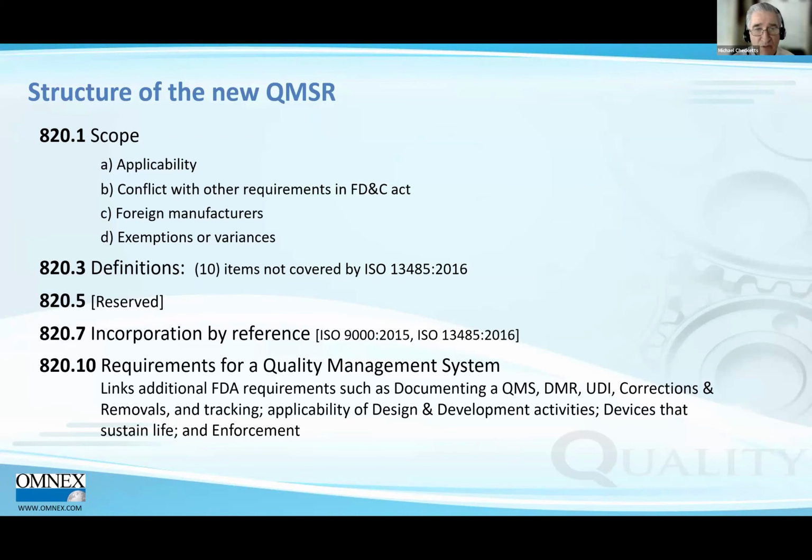820.10 are requirements for a quality management system. This will link additional FDA requirements, such as documenting a quality management system, your device master records, your UDI, corrections, removals, tracking, and applicability of design and development activities, devices that sustain life, and enforcement. So make sure that you are referring to and very well versed in what these additional paragraphs are in addition to 13485.